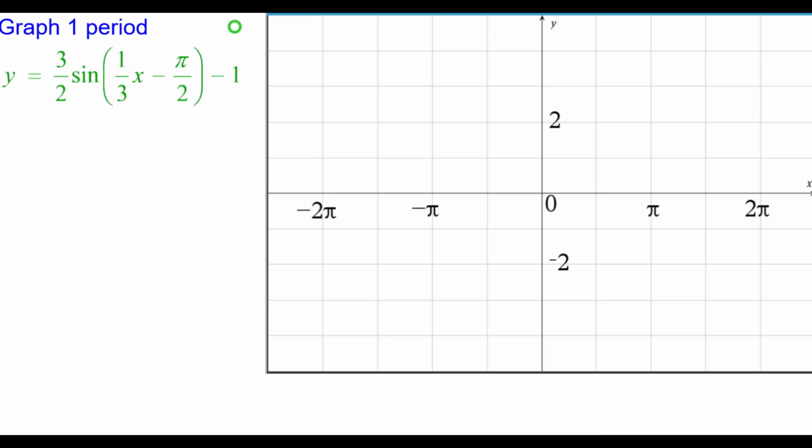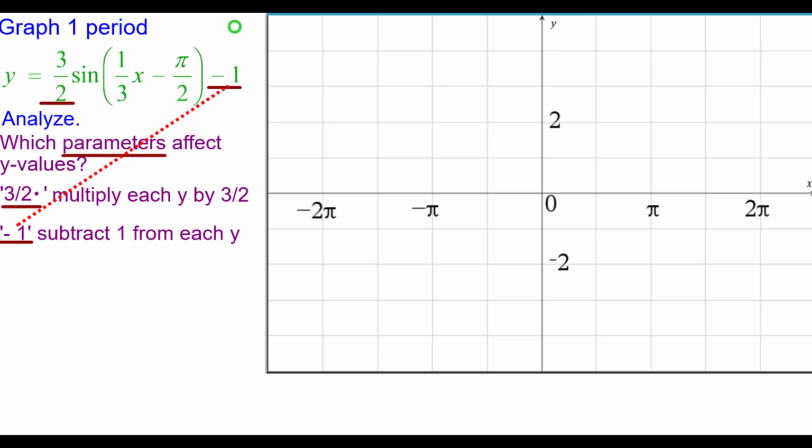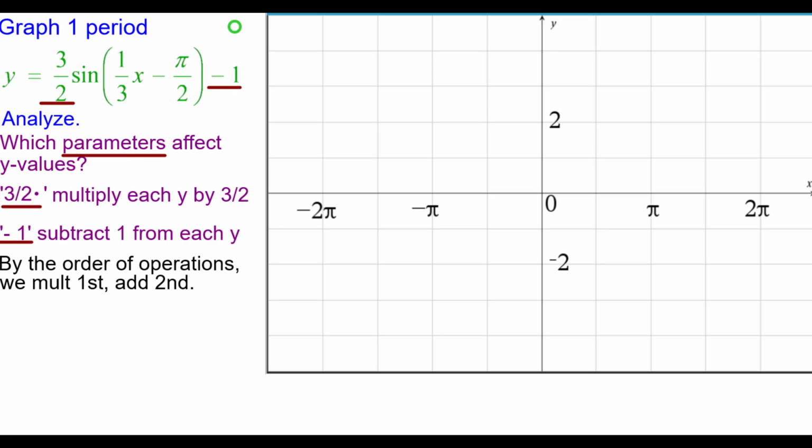Again, we're graphing just one period. We first need to analyze this. Which parameters affect the y values? That would be the 3/2 times and the minus 1. 3/2 times multiplies each y value by 3/2, and minus 1 subtracts 1 from each y value. And by the order of operations, remember that we multiply first and add second.